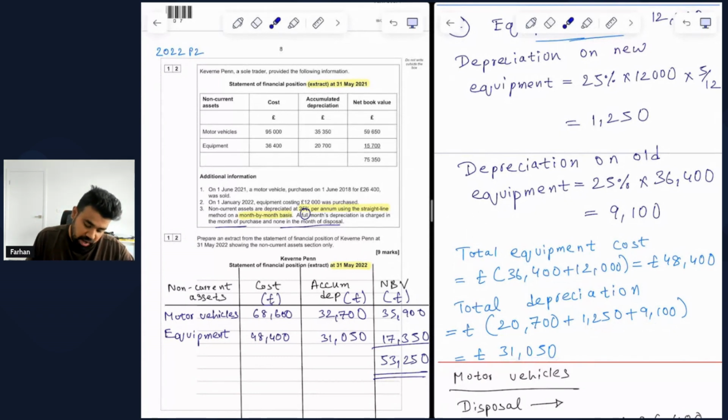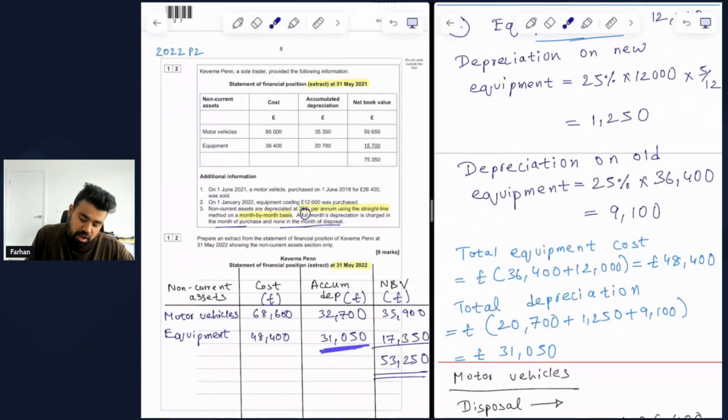So if you check the extract, which I have already prepared on the left hand side, you can see equipment, which is mentioned as a non-current asset, has a total cost of £48,400, which is something that we have derived based on the total for old and new equipment. And then the accumulated depreciation or the total depreciation that we had just calculated to be 31,050, which we have included here.